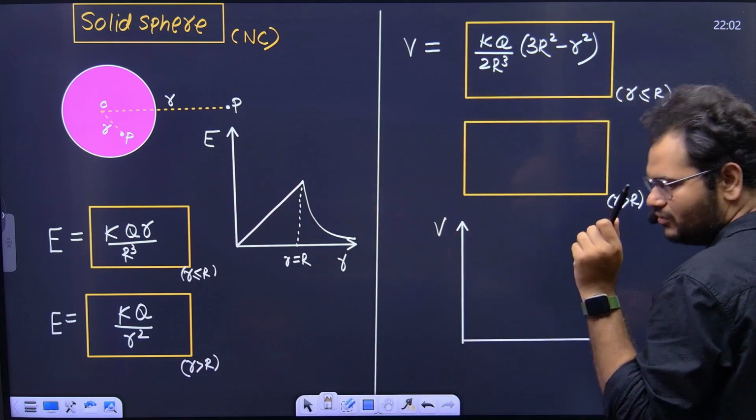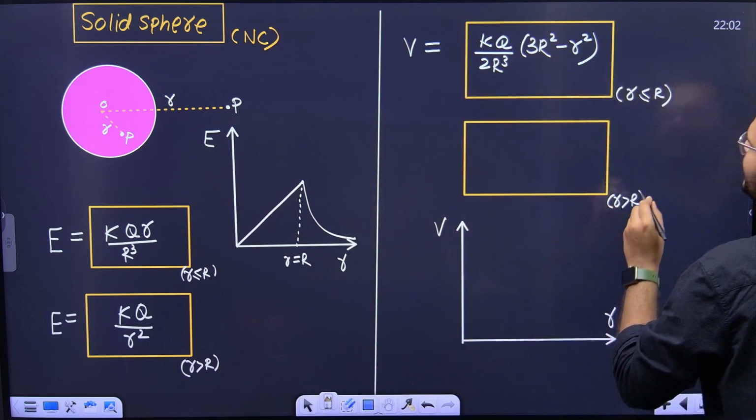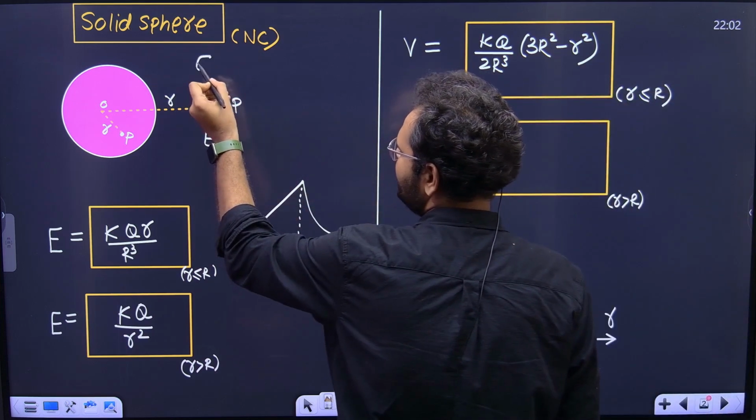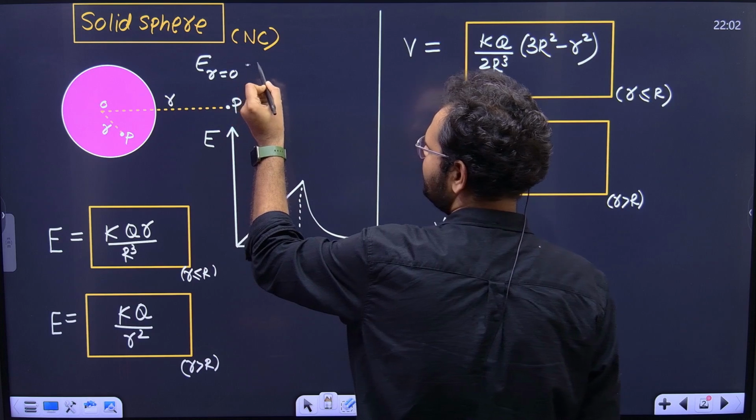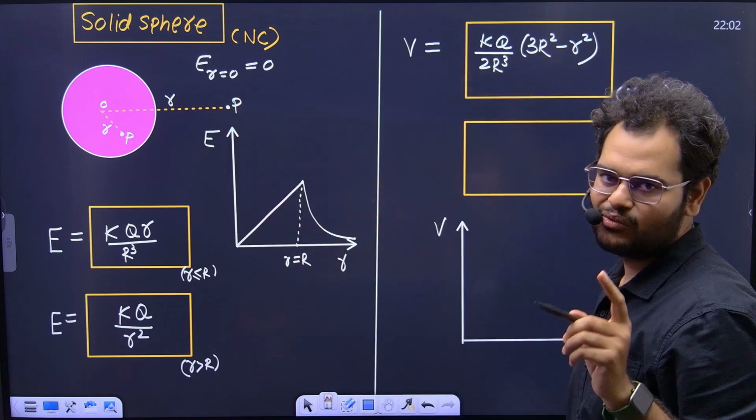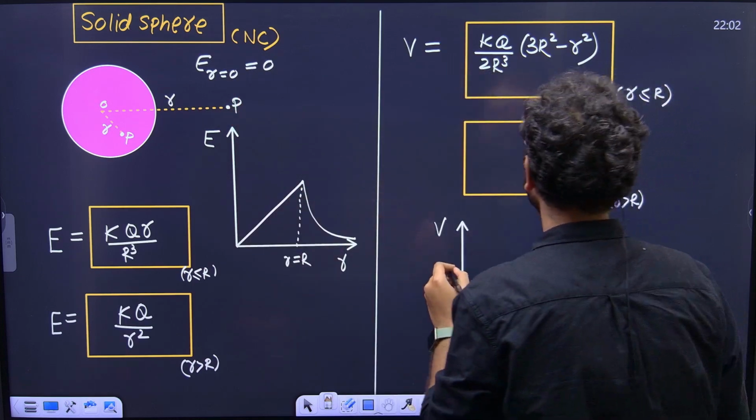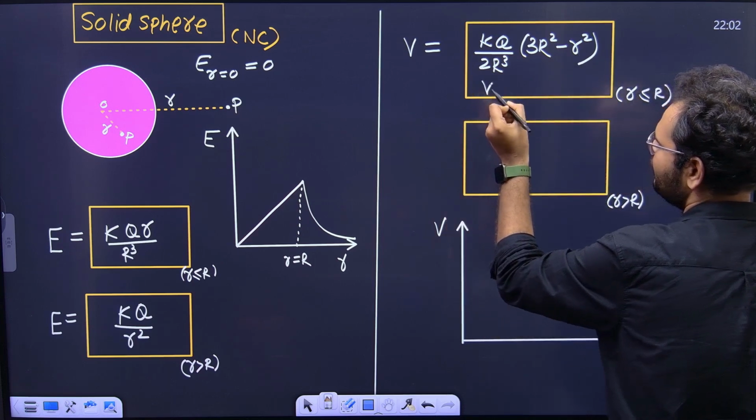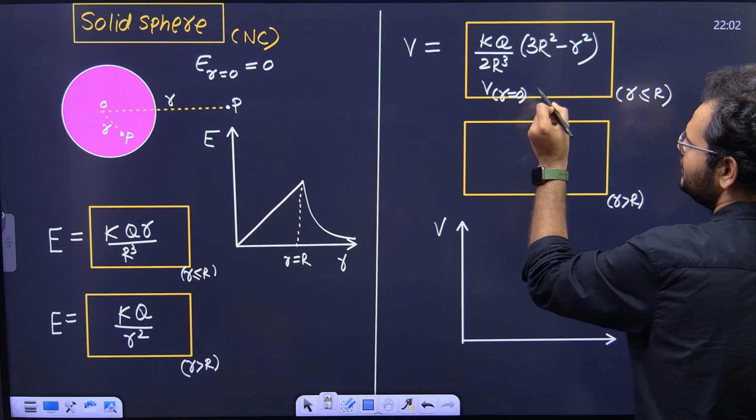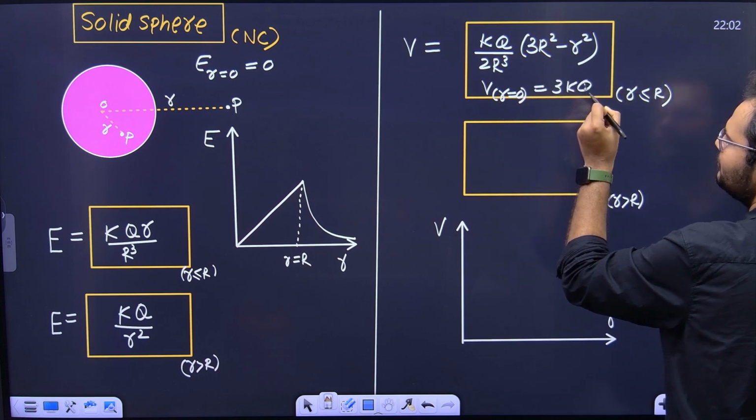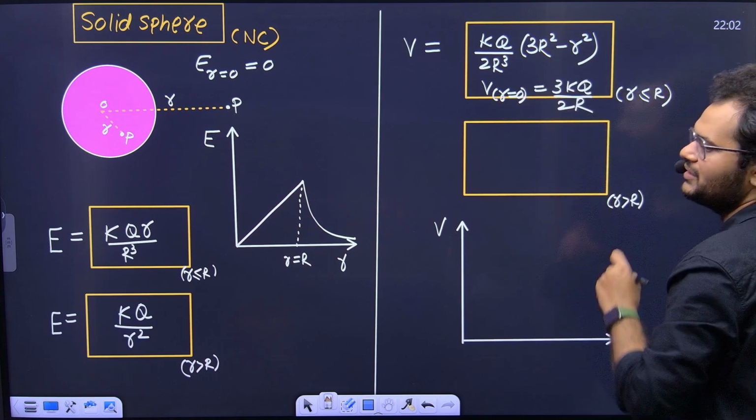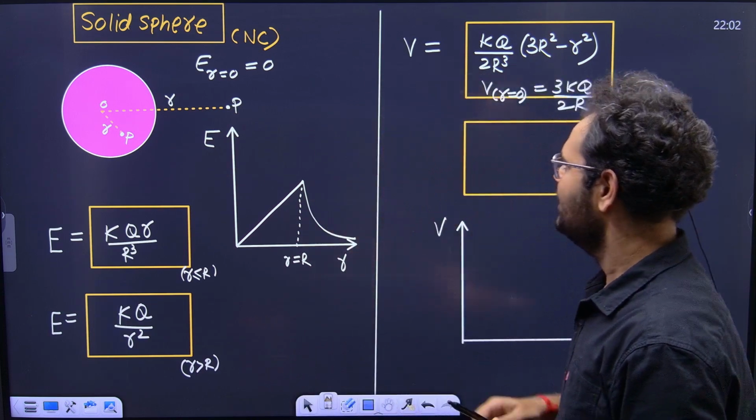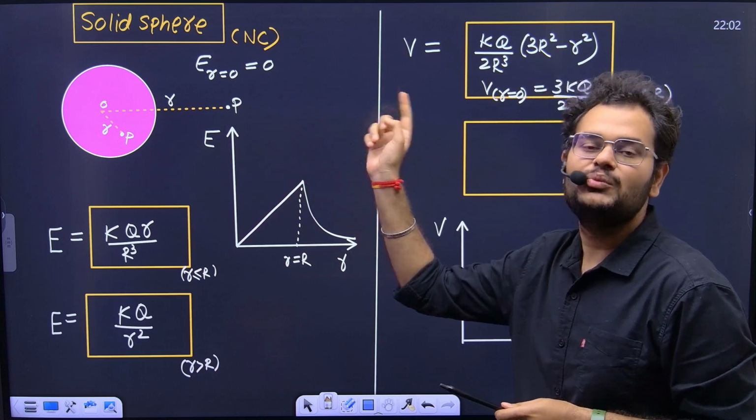Here what I want you to remember is, what is the potential at the center? You tell me, what was the electrical field at the center? Sir, it is 0. But what is the potential at the center? If you put r equal to 0, then you will get V at r equal to 0, or the center, is 3KQ upon 2R. Remember this. Many times you get this question directly in the exam. Electrical field is 0 at the center, but potential is not 0.